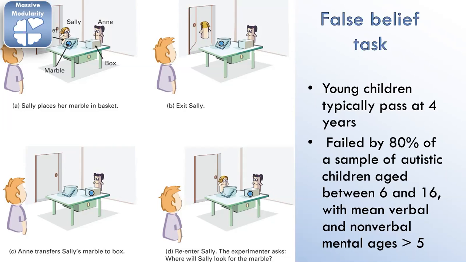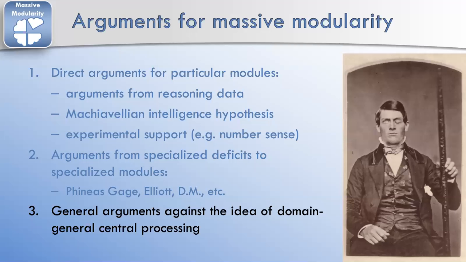But evolutionary psychologists argue people in the autism spectrum, age 6 to 16, fail this with some regularity. The idea being that there might be some specific false belief module of some sort that the autism spectrum reveals could go awry. All right, deficits, modules. Okay, maybe you accept that, maybe you don't.